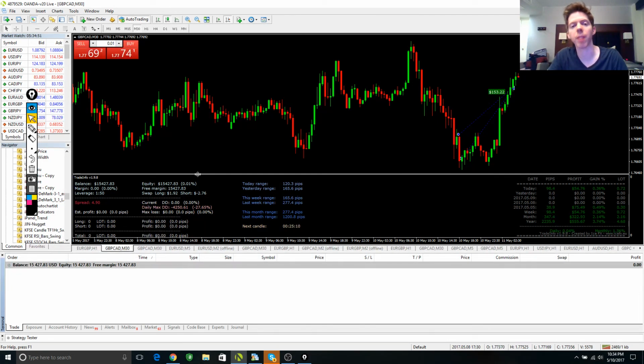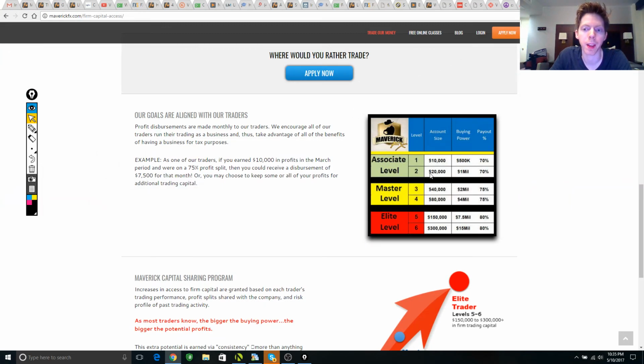Now the thing is that Maverick says whatever I deposit with them, they'll match. So if I do a $14,000 deposit, they'll match at 14,000 as well, and I'll have $28,000 to work with, and that will be in stage 2. So I will have a good 28,000 in that stage.